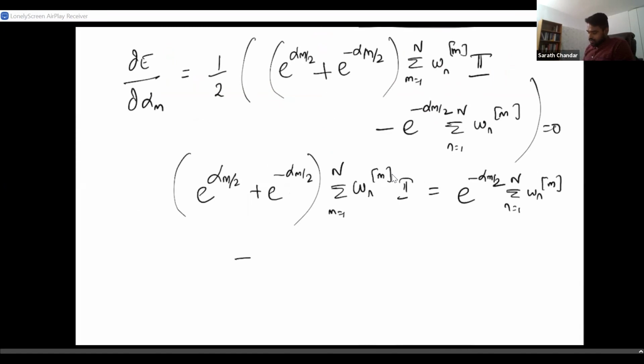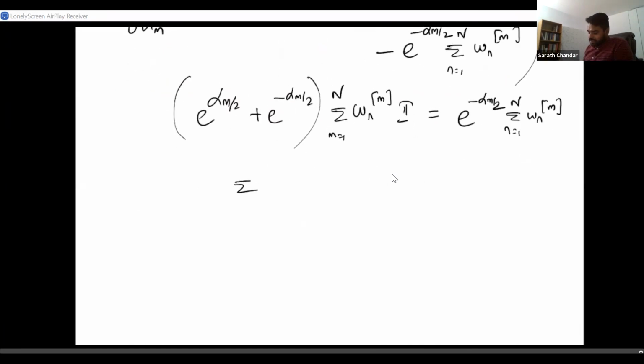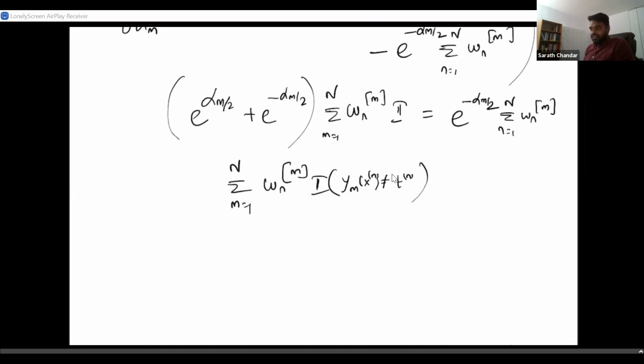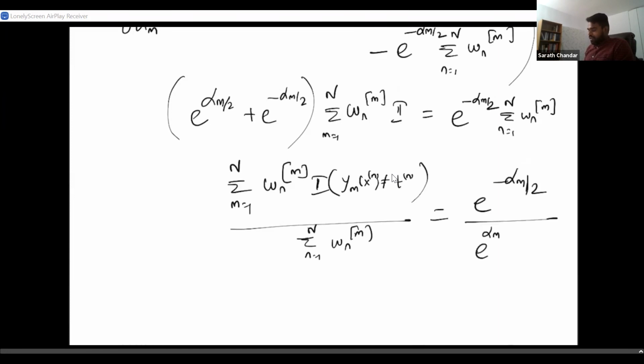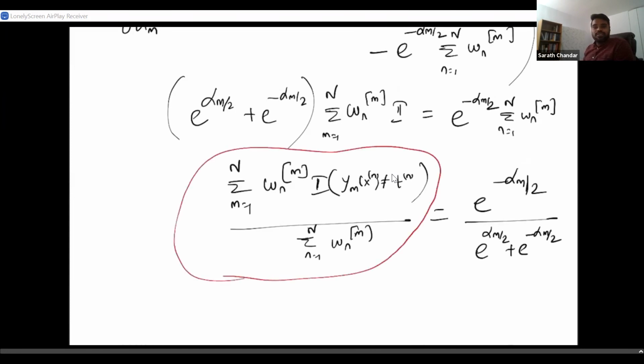So now just a bit of reformulation: the summation over m equal to 1 to capital N of Wn of m times the indicator of ym of xn not equal to t of n, divided by the summation over n equal to 1 to capital N of Wn of m, is equivalent to e power minus alpha m by 2 divided by e power alpha m by 2 plus e power minus alpha m by 2. Okay, so now we have seen this term already. Can someone tell me what this term was in the algorithm?